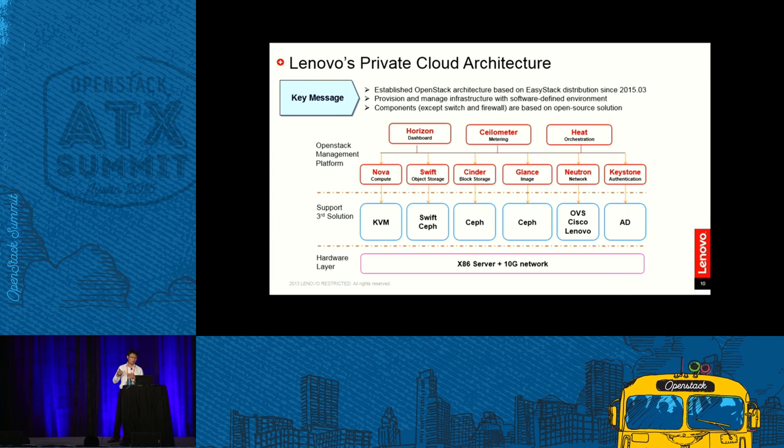And for the virtualization layer, Lenovo chose to use KVM for compute virtualization, and Ceph as the object storage, and also Ceph as the block storage. And for network virtualization, Lenovo chose to use OVS, Open vSwitch. Another point is that there is an Active Directory system in Lenovo, and they need to connect OpenStack with the Active Directory system to import their employees' information into the OpenStack Keystone database.